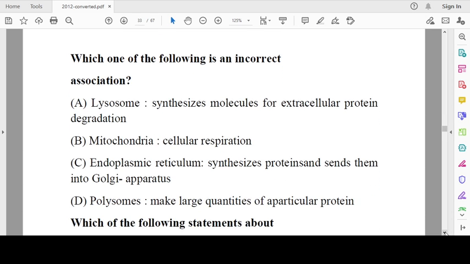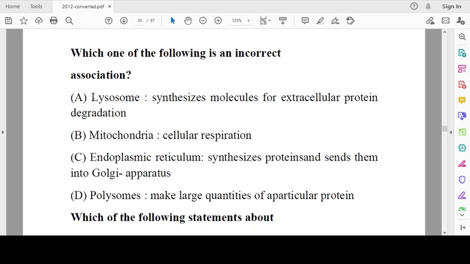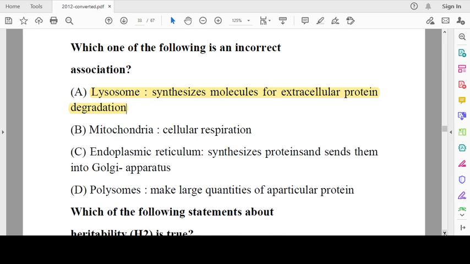Which of the following is incorrect? So what is the incorrect option? Lysosome synthesizes molecules for extracellular protein degradation. So we are asking which is the wrong option. The wrong option is lysosome, which is involved in degradation, whereas mitochondria is involved in cellular respiration. Endoplasmic reticulum synthesizes protein and sends it to the Golgi apparatus, whereas polysome is involved in making a large quantity of a particular protein.